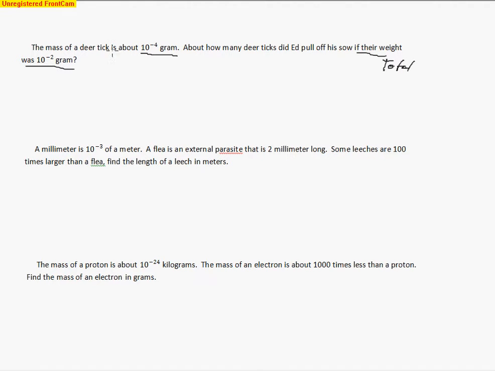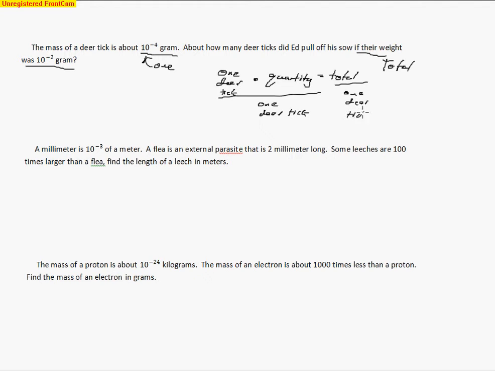And so this is just one deer tick. So the formula would look something like this. If I had one deer tick, and I multiplied it by the weight of how many I had, so this is the quantity, that would equal the total. That's what I'm trying to do, but I don't know the quantity, and they're asking me about how many deer ticks. So we're going to divide by that one deer tick, and we'll divide it into the total.